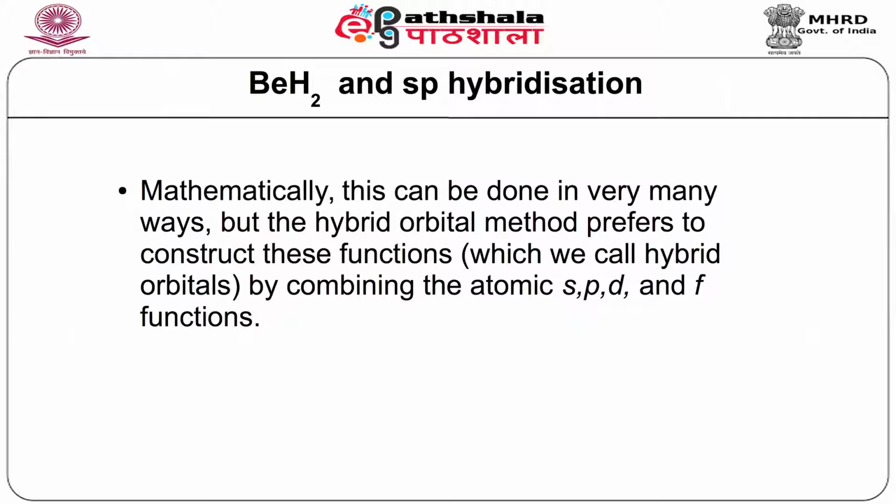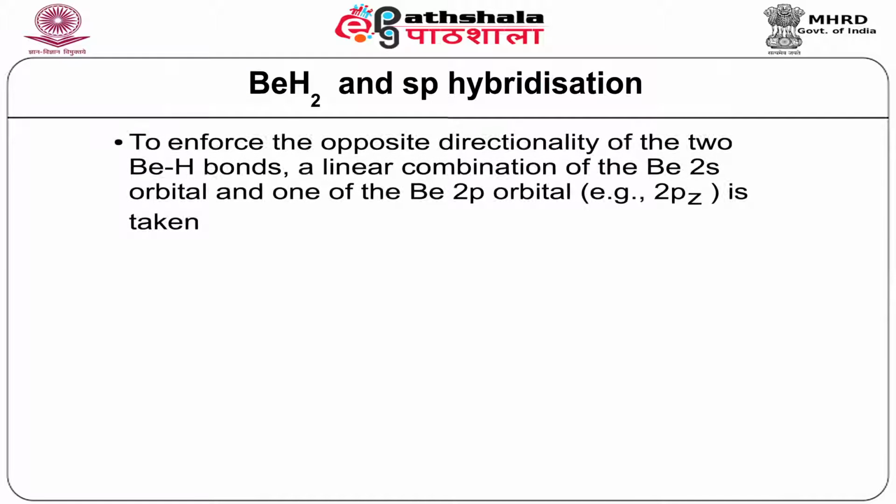Mathematically, this can be done in very many ways, but the hybrid orbital method prefers to construct these functions, which we call hybrid orbitals, by combining the atomic s, p, d and f functions. To enforce the opposite directionality of the two beryllium-hydrogen bonds, a linear combination of the beryllium 2s orbital and one of the beryllium 2p orbitals, for example 2pz, is taken.